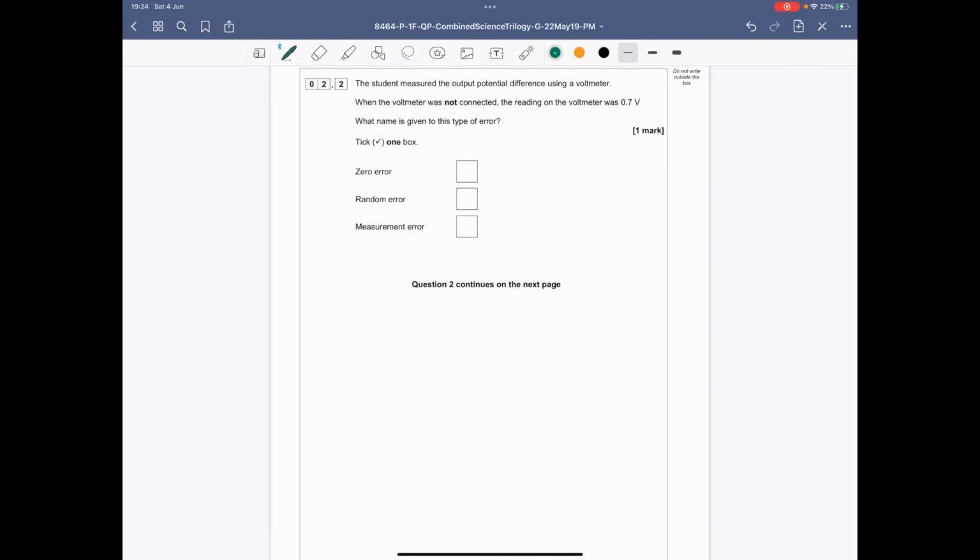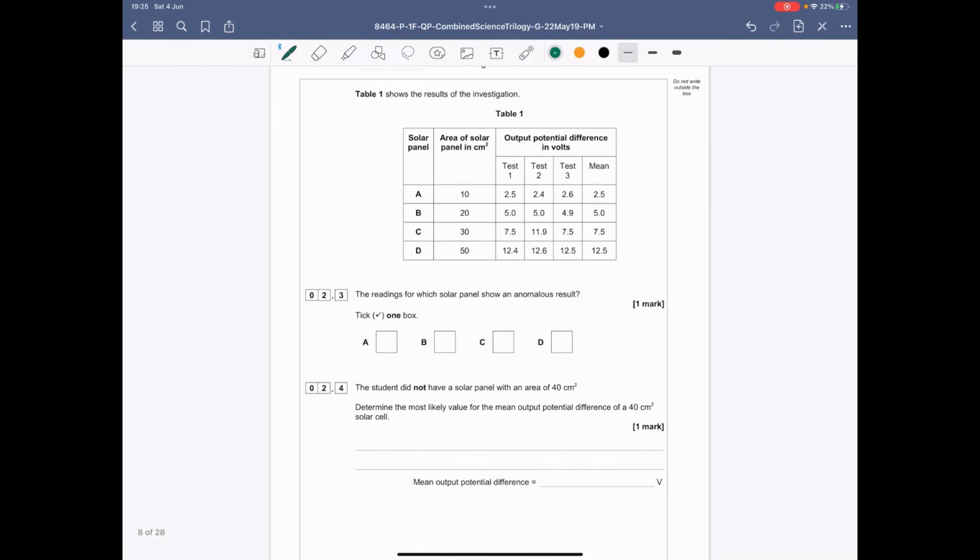Question 2.2. The student measured the output potential difference using a voltmeter. When the voltmeter was not connected, the reading on the voltmeter was 0.7 volts. What is the name given to this type of error? Well, it would be a zero error. A zero error is when your measuring device is not starting at zero. It's like getting on a pair of scales and measuring your weight or your mass, but it's not at zero. So therefore, the actual measurement is going to be off.